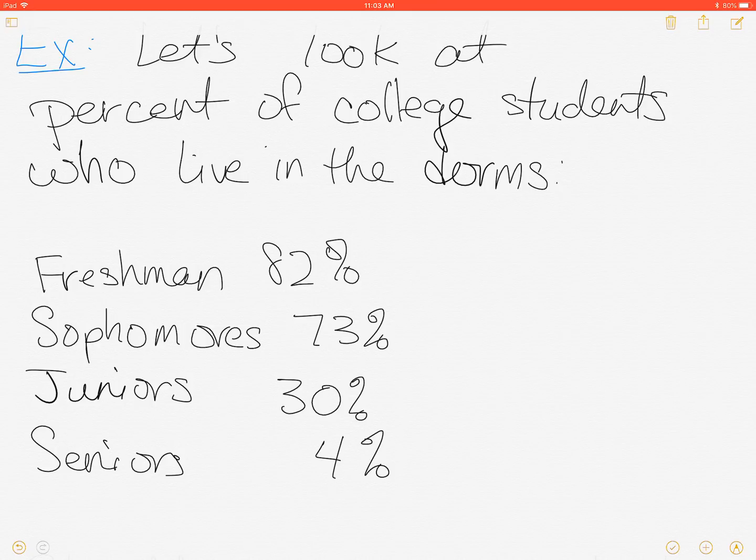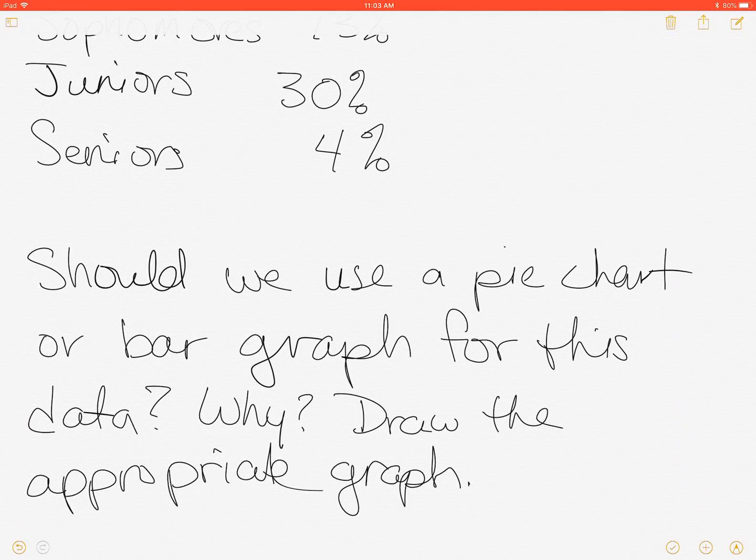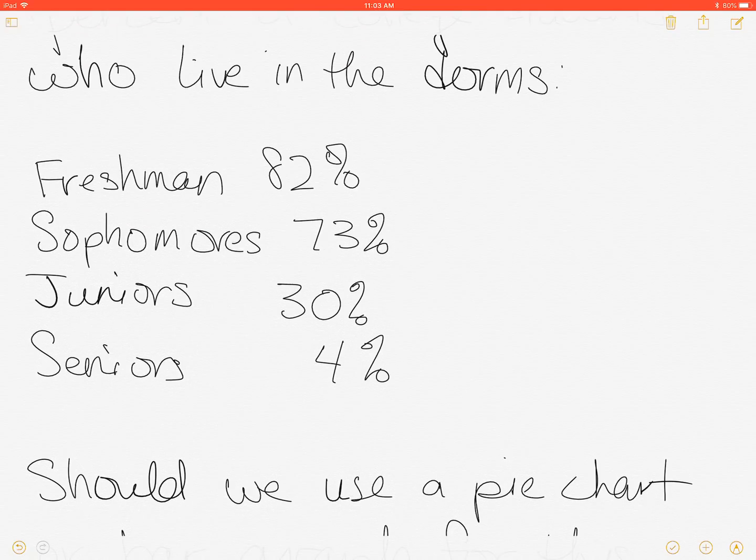According to my pretend college, 82% of freshmen live in the dorms, 73% of sophomores, 30% of juniors, and 4% of seniors. Should we use a pie chart or a bar graph for this? Why? Draw the appropriate graph. So right off again, we see that there's too many. So is there overlap? Is that what the question is?